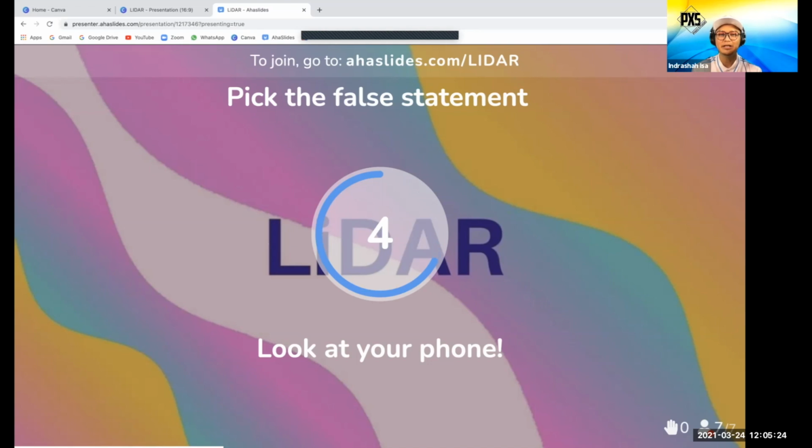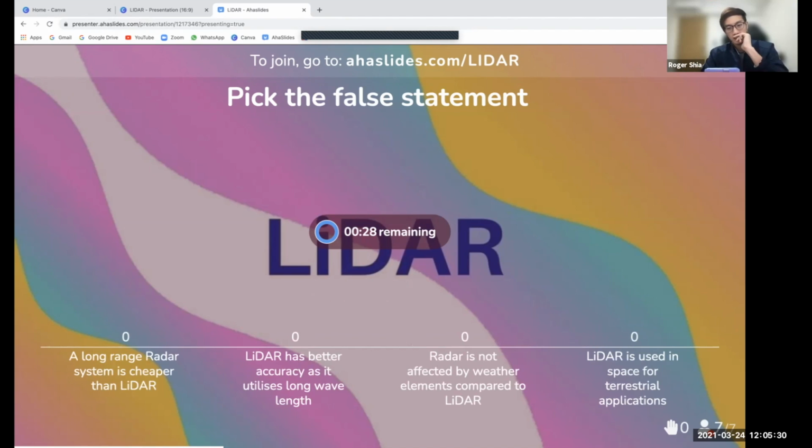Number 3. Pick the false statement. I give you 30 seconds for this. A long-range radar system is cheaper than LiDAR. LiDAR has better accuracy and it utilizes a long wavelength. LiDAR is not affected by weather elements compared to radar. LiDAR is used in space for terrestrial application. Which one is wrong? Read again.